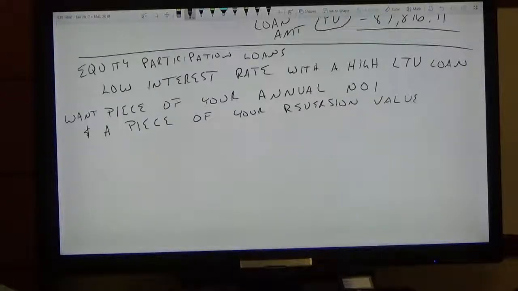Does that make sense? So in other words, in addition to giving you this low interest rate with a high LTV, they want a piece of your annual net operating income, and they also want a piece of the reversion whenever you either sell the property or you have the property valued at the end of some sort of predetermined period like 5 years. Okay?